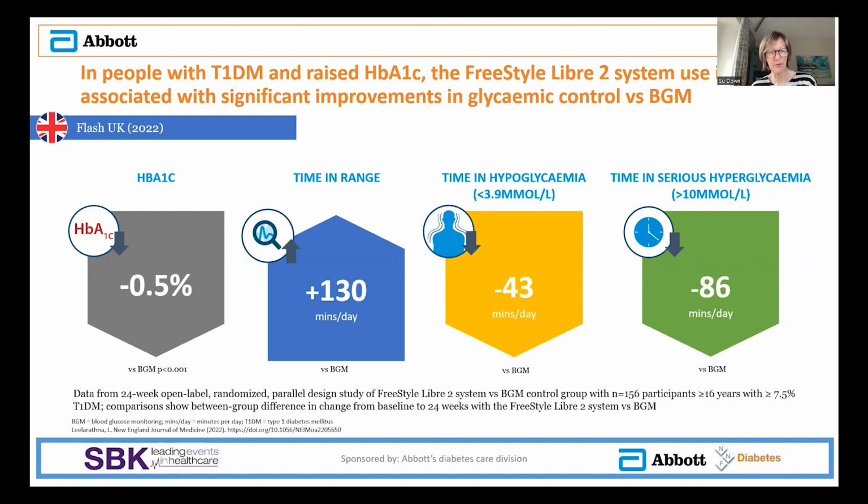However, what they did improve is that they spent an additional 136 minutes a day with their glucose in the optimal target range and 43 minutes per day less time with a blood glucose below 3.9, and staggeringly 86 minutes a day less time spent with a glucose above 10. And that's just from having this technology and from visually seeing what was happening with their glucose so that they could then take actions. So the next slide, please.